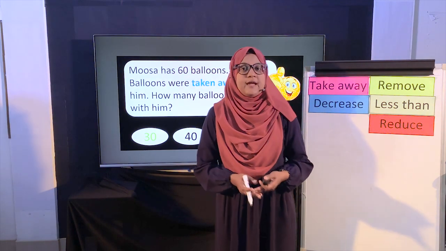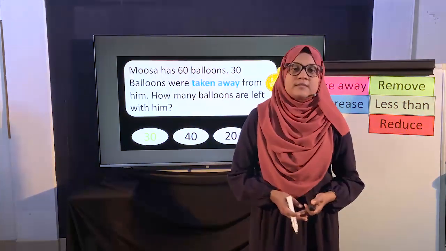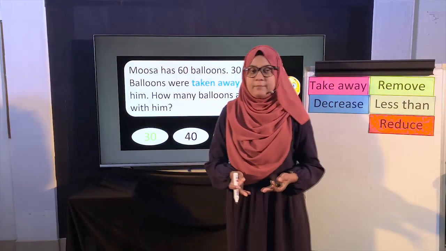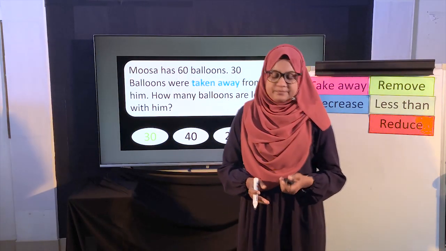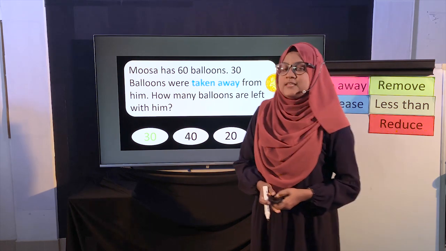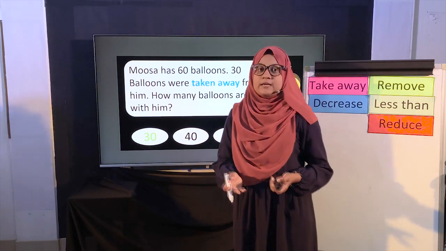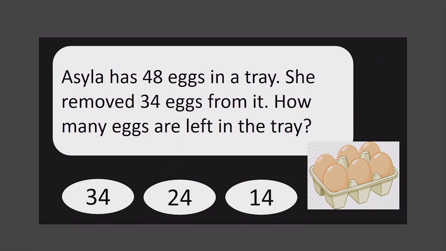Now you have got an idea about how to solve a simple 3-step subtraction question. So we will see another question to learn more. The next question is, Asila has 48 eggs in a tray. She removed 34 eggs from it. How many eggs are left in the tray? So what is the first step?